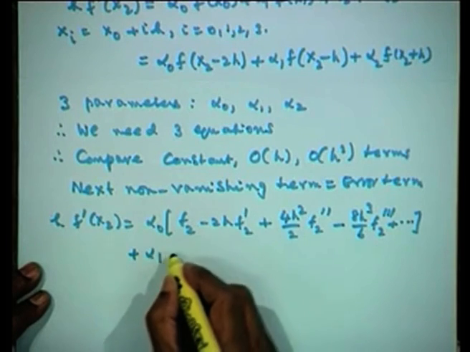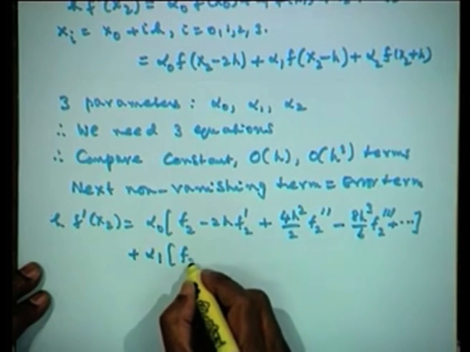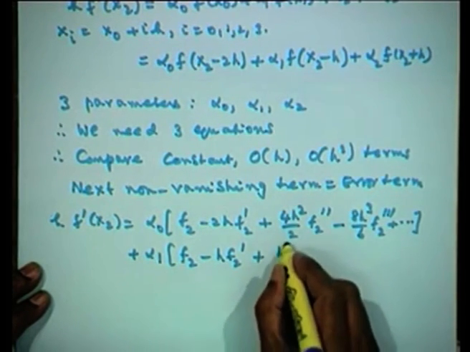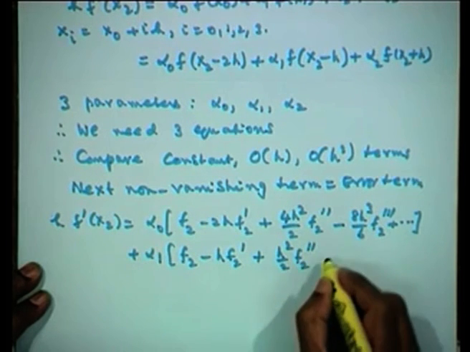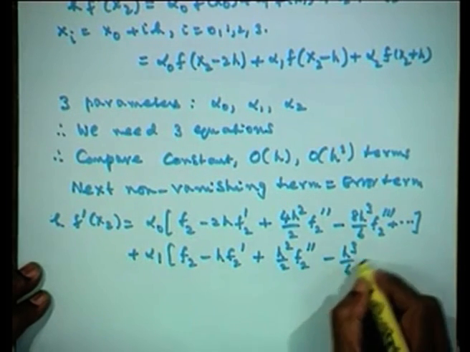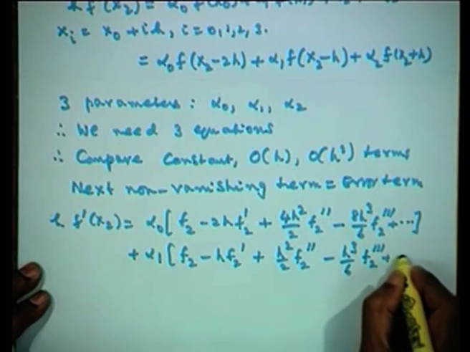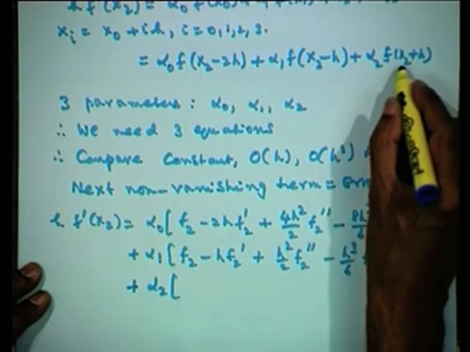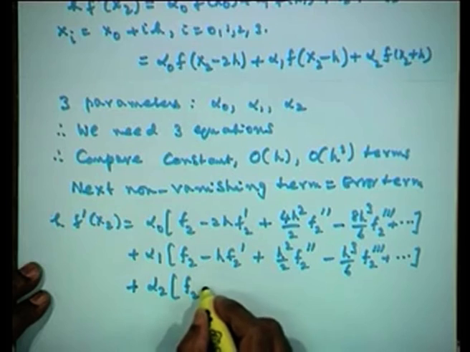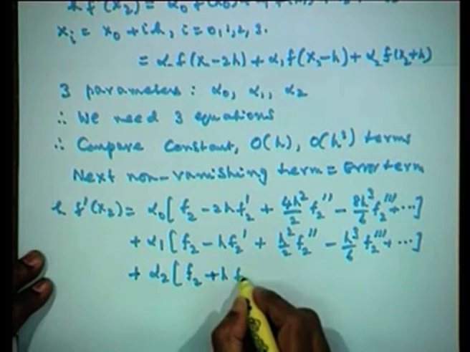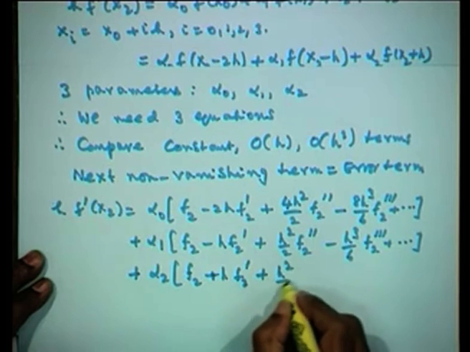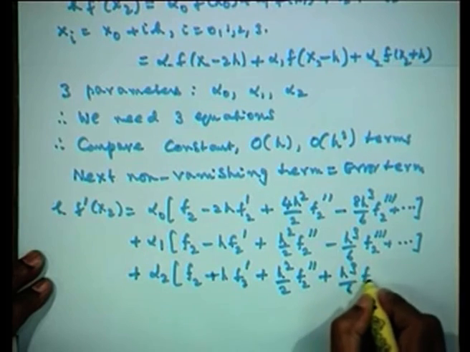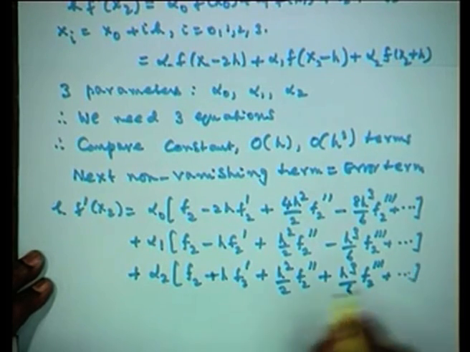The second term is alpha 1 f x 2 minus h f 2 dash plus h square by 2 f 2 double dashed minus h cubed by 6 f 2 triple dashed and so on. And the third term is alpha 2 f of x 2 plus h, therefore, f 2 plus h times f 2 prime plus h square by 2 f 2 double prime plus h cubed by 6 f 2 triple prime and so on.